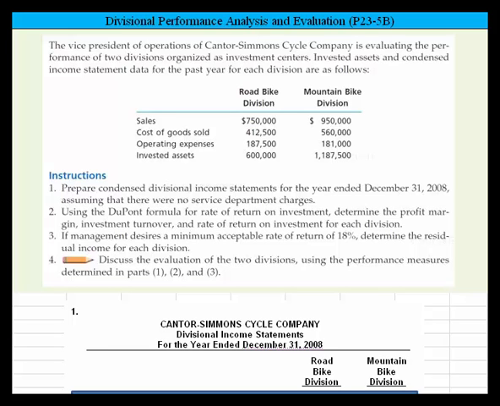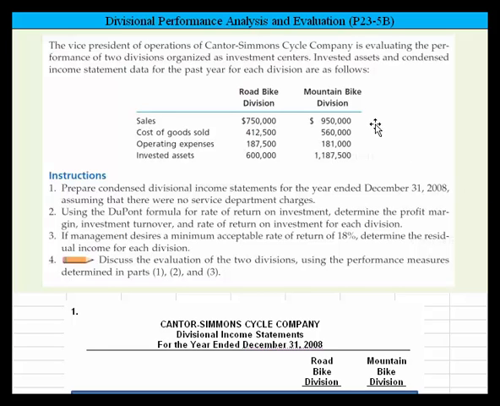Hi everyone. Let's take a look at this divisional performance analysis and evaluation problem. It's problem 23-5B. The Vice President of Operations of Cantor Simmons Cycle Company is evaluating the performance of two divisions organized as investment centers. Invested assets and condensed income statement data for the past year appear in the table.